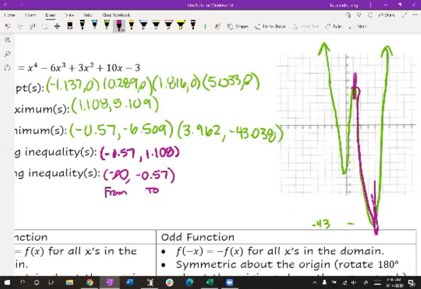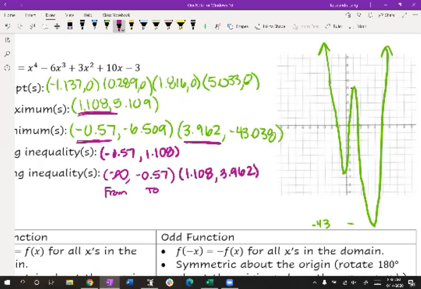The x value where it started was 1.108, up to this x value. So the x value at this really low point, here's the x value, that really low point, 3.962. Again, I'm not estimating it off my graph. I'm looking at the graph to figure out where it is, but I'm taking the numbers out of the x's in my maxes and mins.